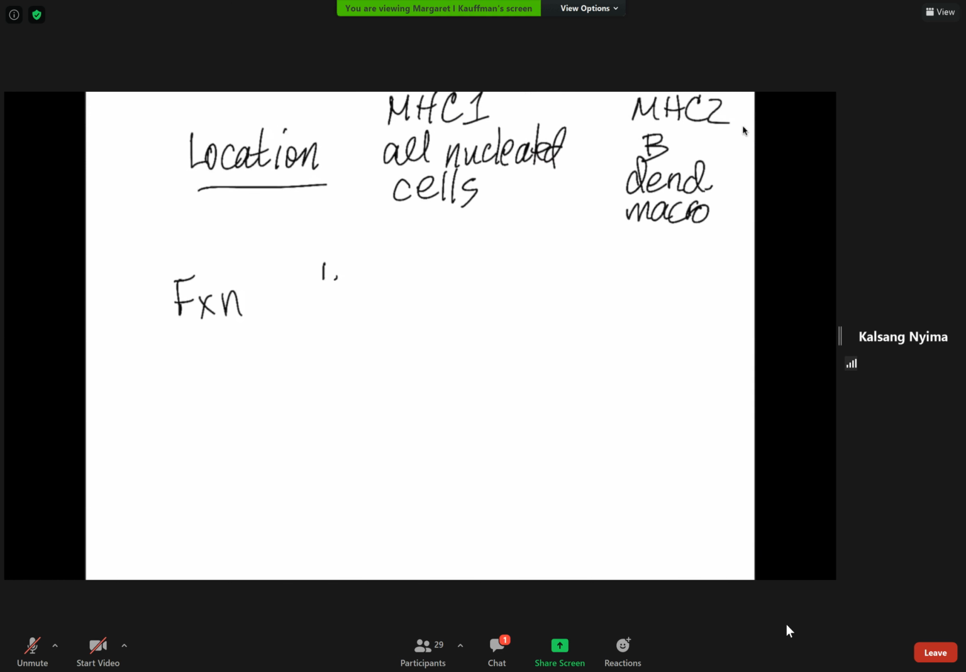MHC1 presents endogenous pathogen that originate from the cytoplasm, meaning inside the cell, and it is an intracellular pathogen, which are all foreign intracellular antigens or can be altered self-antigens or target cells, and these are for the destruction. And MHC1 presents antigen to cytotoxic T cell CD4.